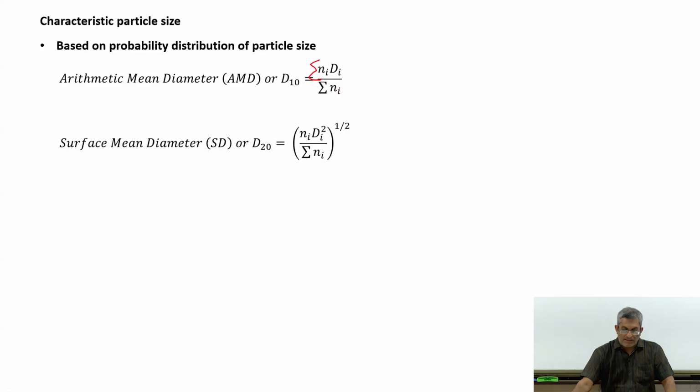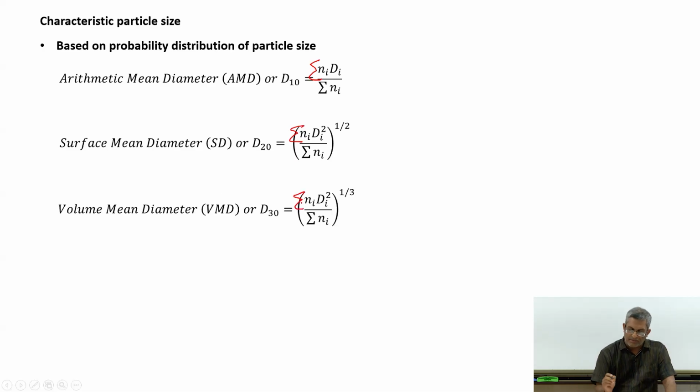But we can also define surface mean diameter. What is surface mean diameter? It is given by the sum of squares of particle size divided by the total number, and take its square root. This is called surface mean diameter. I am not writing it as SMD because I am reserving that symbol for another characteristic size, and this is given by D20. Similarly we can have volume mean diameter. In this case we count the total volume in each bin and then divide by the total number of particles, and then you take the cube root of this.